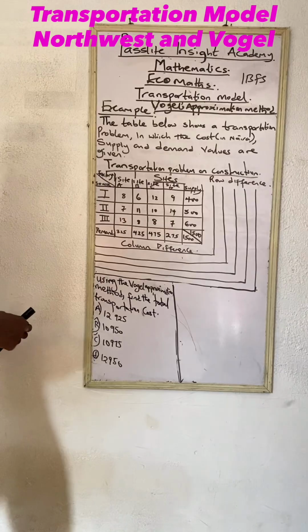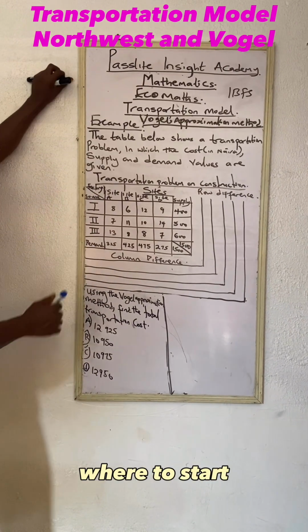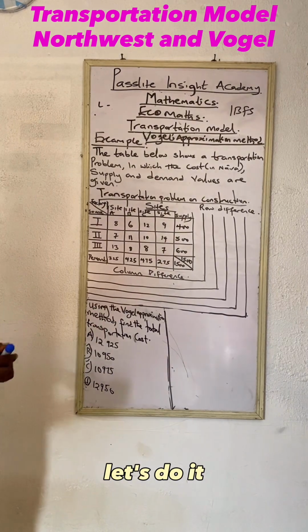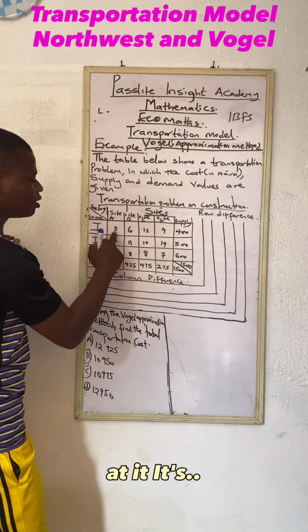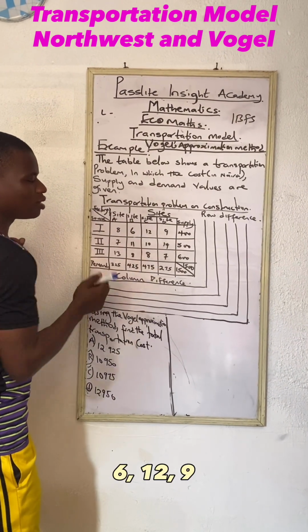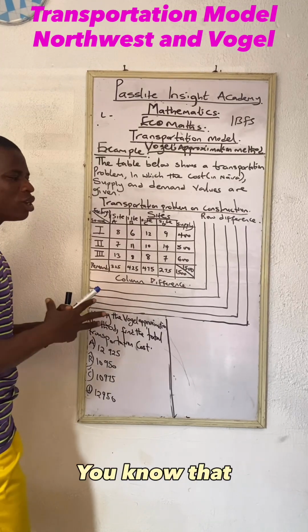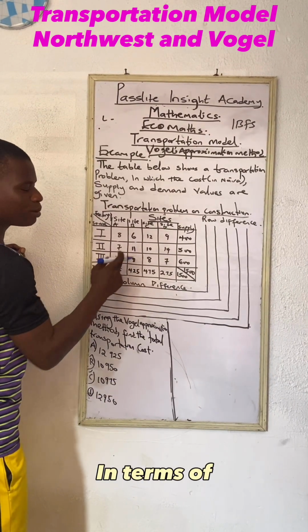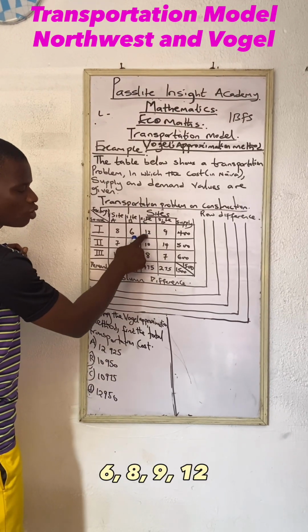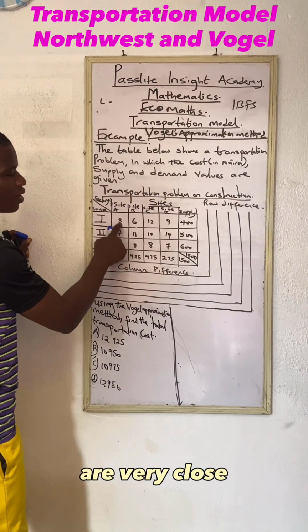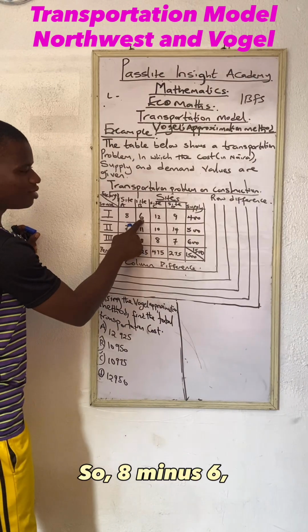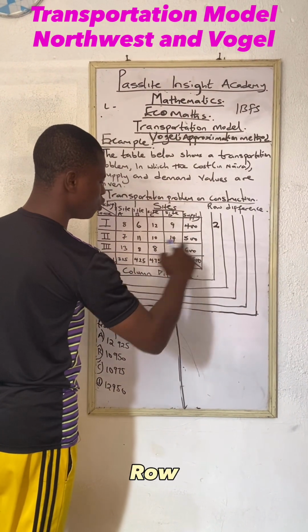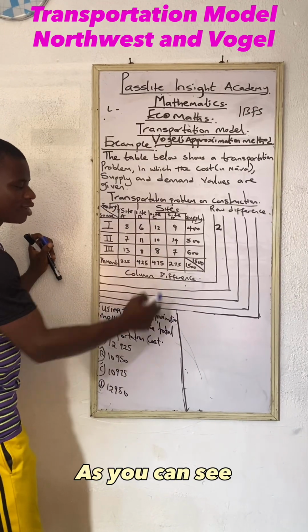So look at this one now. We want to know where to start from. So we'll get the row difference and the column difference. Let's do it together. The row difference, look at it: 8, 6, 12, 9. Which ones are very close to each other? 8 and 6 are very close. In terms of order, we have 6, 8, 9, 12. So 8 minus 6, that is 2. We are having 2 here on our row.